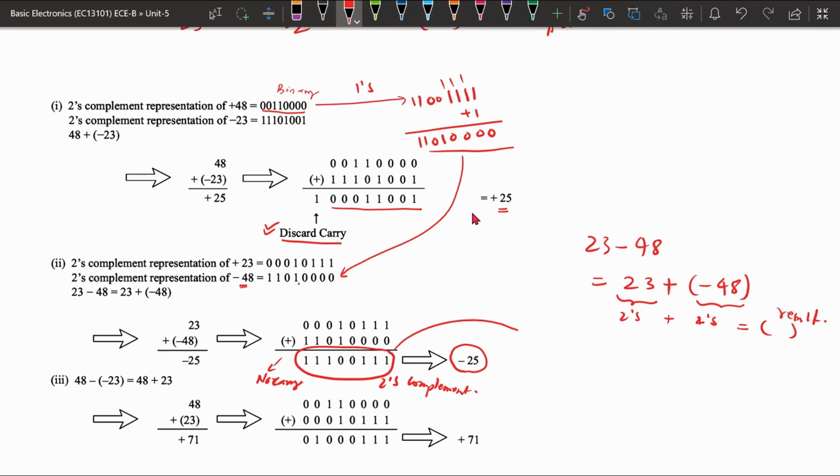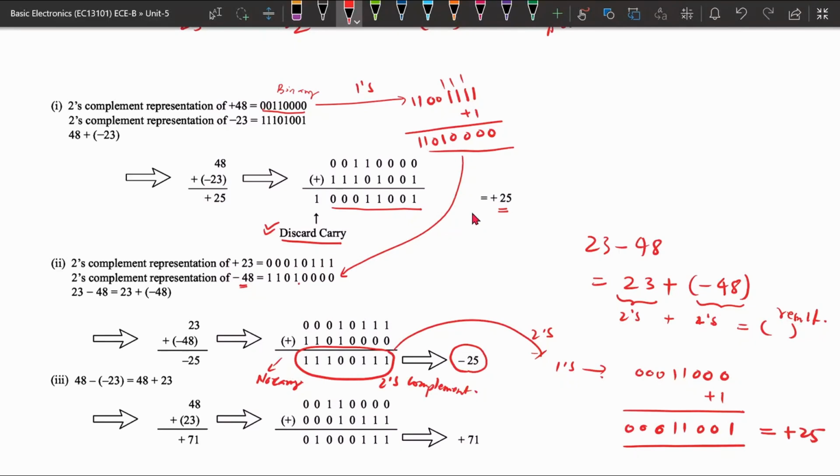Or we can just take the 2's complement further. Suppose we want to take the 2's complement. First of all, we complement it using the 1's complement. So the 1's complement is 0 0 0 0 0 0 1 1 1 1 and then 0 0 0 0 0 0. So this is the 1's complement. We will add 1 to it. That will be 1 0 0 1 1 0 0 0. So what is it representing? It is representing plus 25.